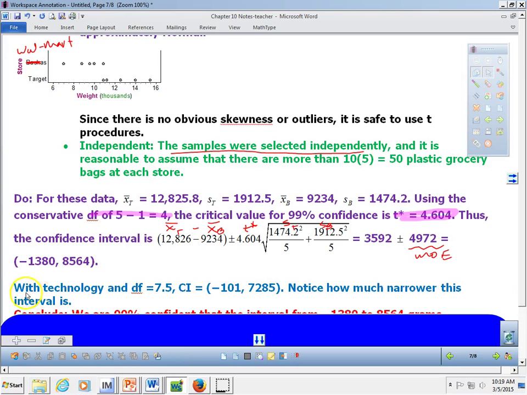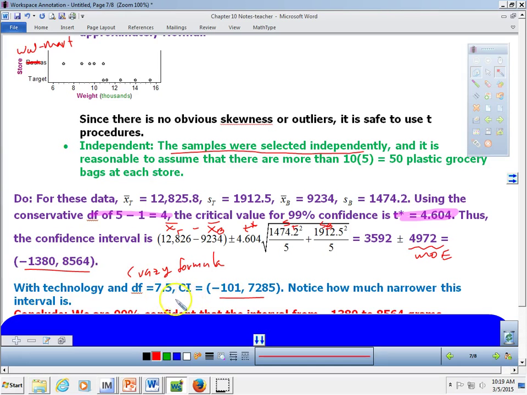Now, when you do technology, okay, it's very interesting to see what happens. When you use technology, your degrees of freedom changes, 7.5 instead of 5. And this is that crazy formula that I promised I'll show you if you really want to see it, if you haven't seen it in the book yet, okay? Well, that changes your confidence interval, okay? So it's incredibly important that you list your degrees of freedom now more than ever. That's why I had you do it before, so that you're in the habit of doing it and you do it now. So list your degrees of freedom, and then that should line up with your confidence interval.